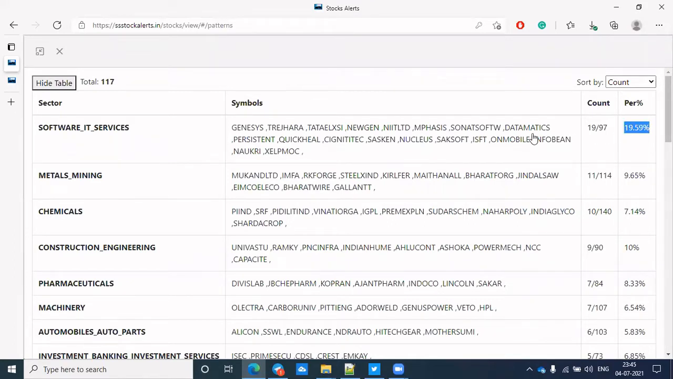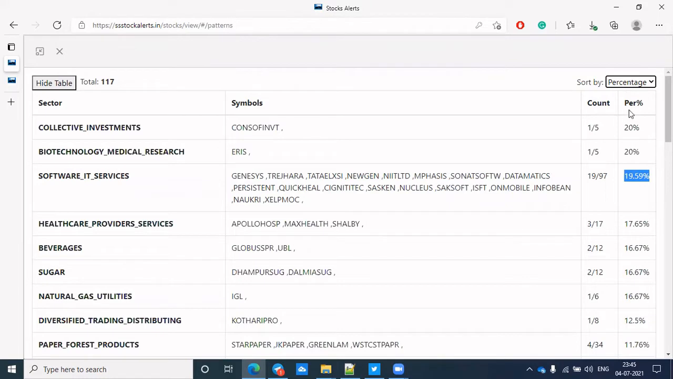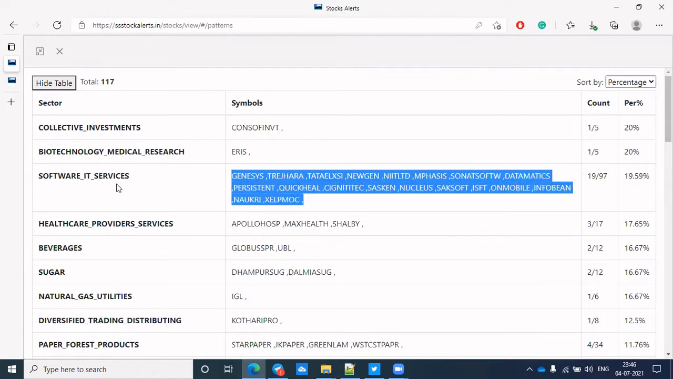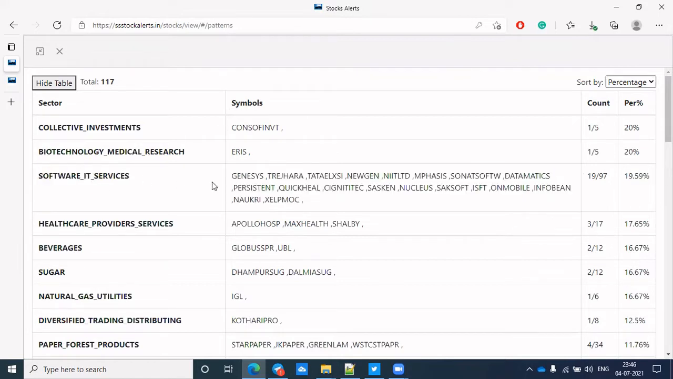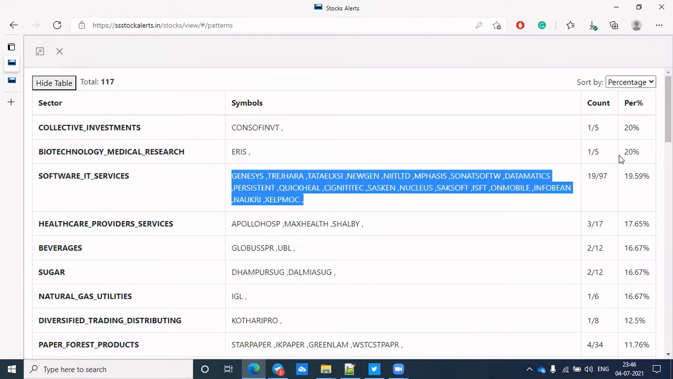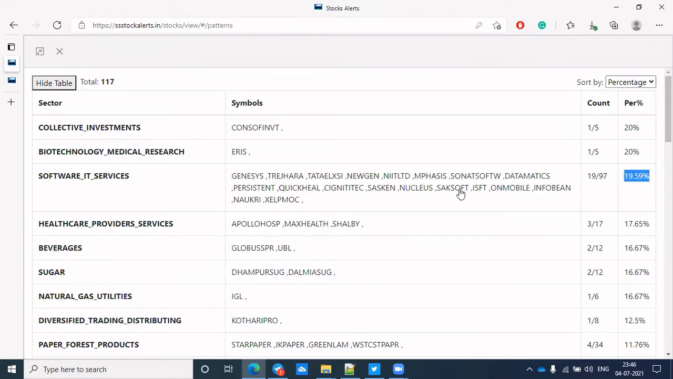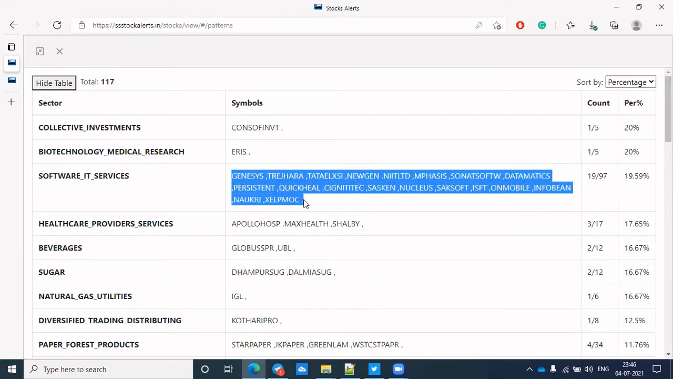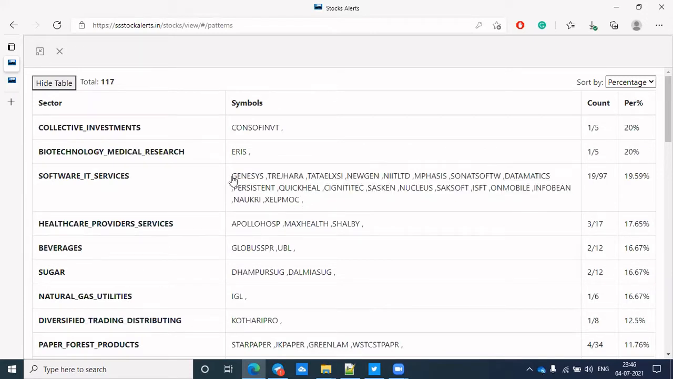This is the percentage of success stocks, or you can click on the percentage here. Based on the percentage, the sectors will be listed starting here. If you see, more stocks are available in the software sector. I think this is the trending sector here, because 20% of the stocks have given a breakout from the total number of stocks. Now we want to identify, since we have already downloaded some stocks, whether that stock is available in the software sector.